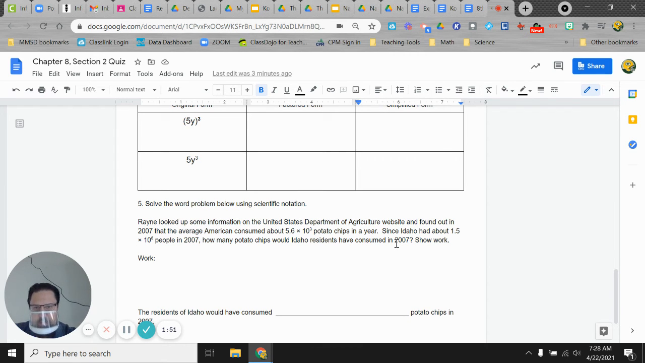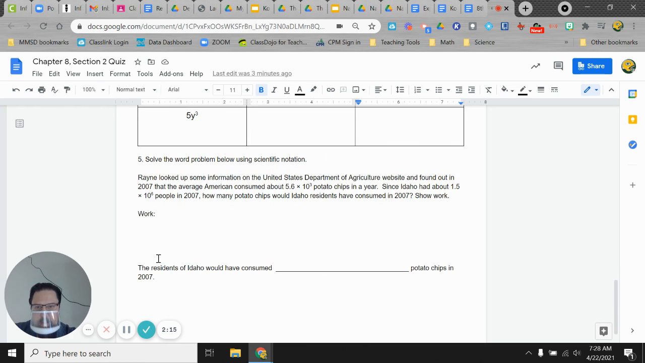This one says, Rain looked up some information on the United States Department of Agriculture website and found out in 2007 the average American consumed about 5.6 times 10 to the third potato chips in a year. Since Idaho has about 1.5 times 10 to the 6th people in 2007, how many potato chips would Idaho residents have consumed in 2007? Show your work. Here's a spot for your work and a spot for your answer.